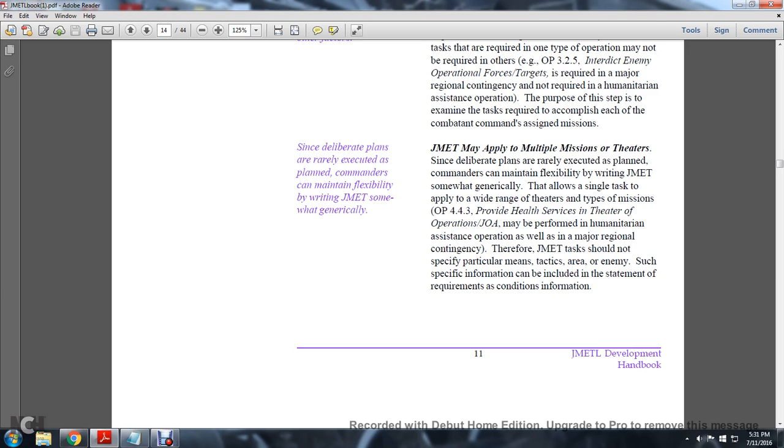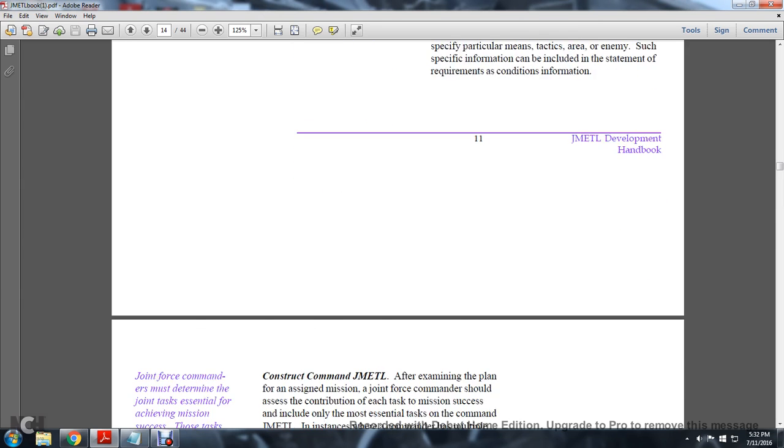This allows a single task to apply to a wide range of theaters and types of missions. Providing health services for a theater of operations may be performed in humanitarian assistance operations as well as in a major regional contingency. Therefore, joint mission essential tasks should not be specific to particular means, tactics, areas, or enemies. Such specific information can be included in the statement of the requirements' condition information.